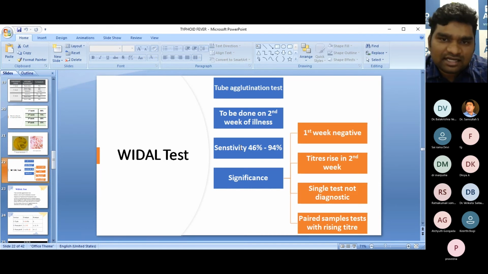It should be done in the second week of illness. The important thing here is that in the first week it is a negative test. Titers will rise in the second week. A single test is not diagnostic. Only paired sera samples with rising titers of more than fourfold count. The first test should be done in the second week, and the second test should be repeated after 7 to 10 days.